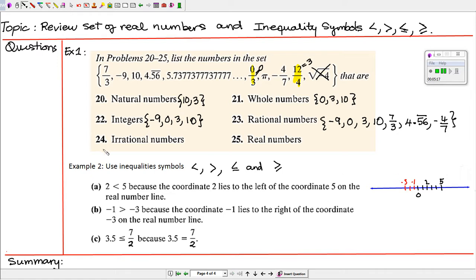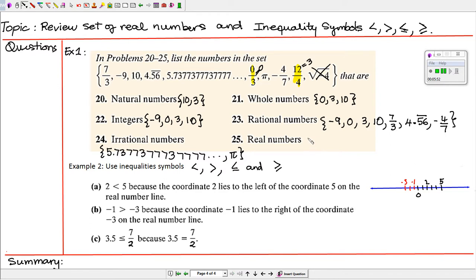So let's move on to the set of irrational numbers. This decimal with non-repeating decimal places, we put in the set of irrational numbers: 5.773, 7773, 7777, et cetera. And we have pi. So there are two numbers that belong to the set of irrational numbers.